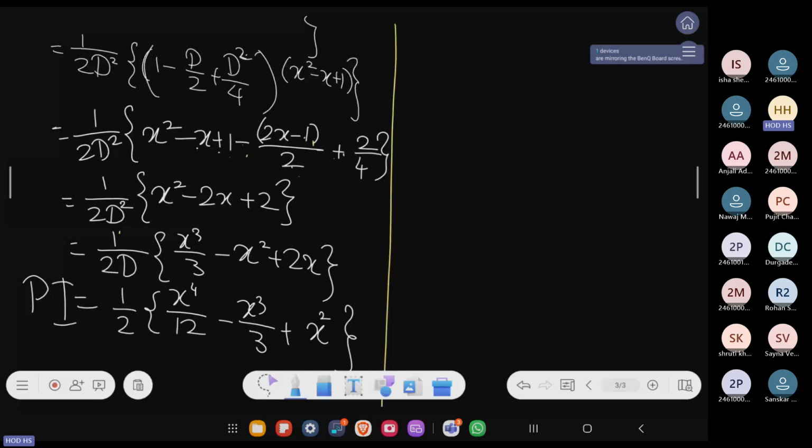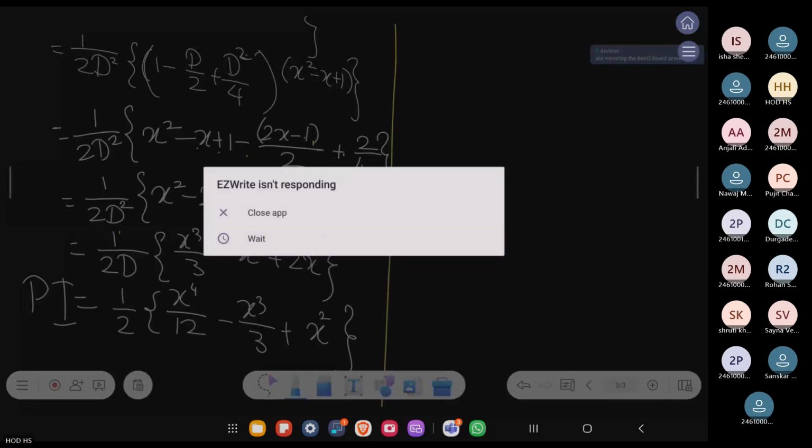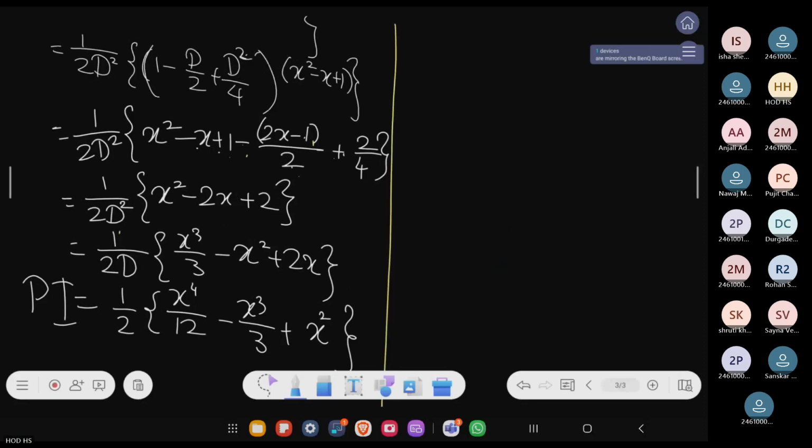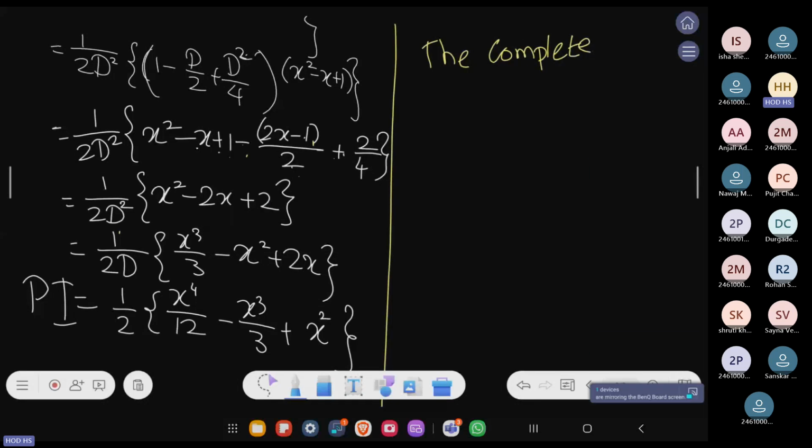Again, this is not my complete solution. My complete solution should be y is equal to CF plus PI. Whatever that CF was, just copy that part.